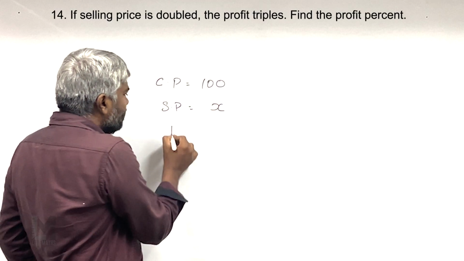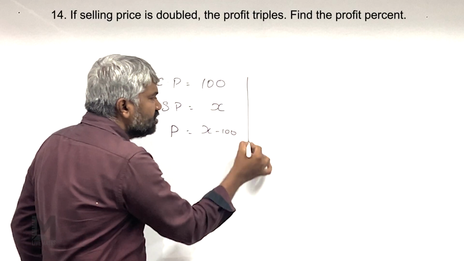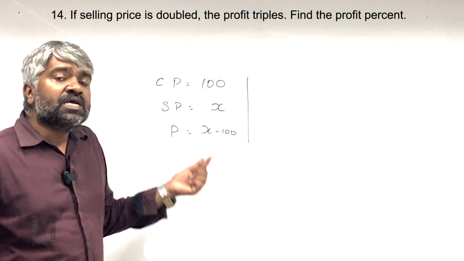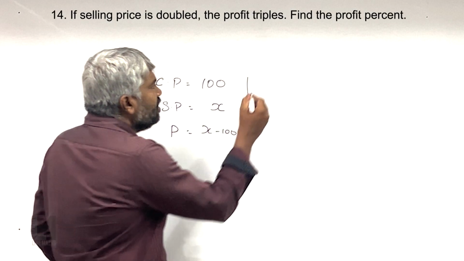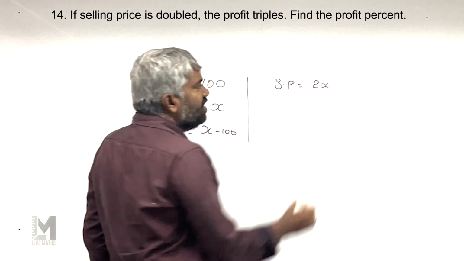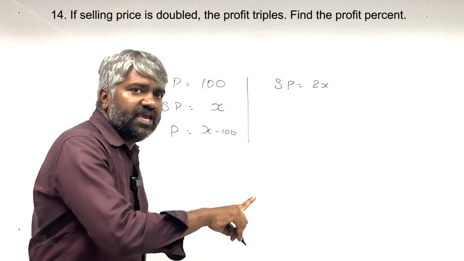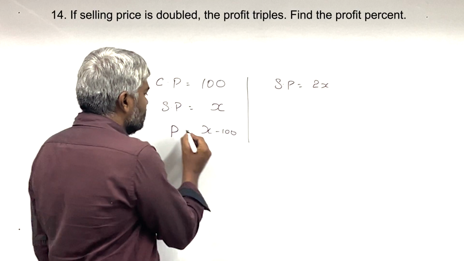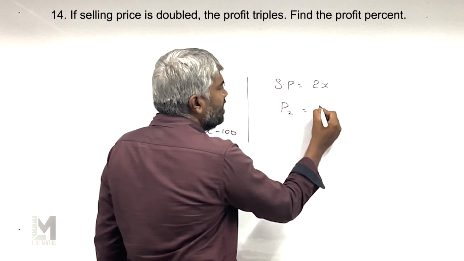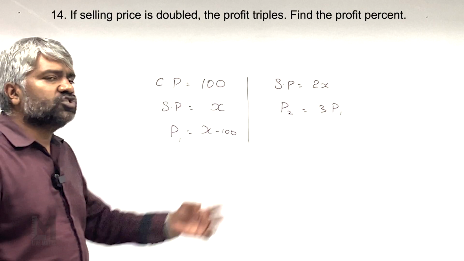Now the profit in this case is selling price minus cost price. This is the data which has been given to us. And next data, what has been given? When the selling price is doubled, profit in this case will be triple than the previous case. We will take P1. Profit in the second case will be 3 times the profit in the first case. This is called triple.